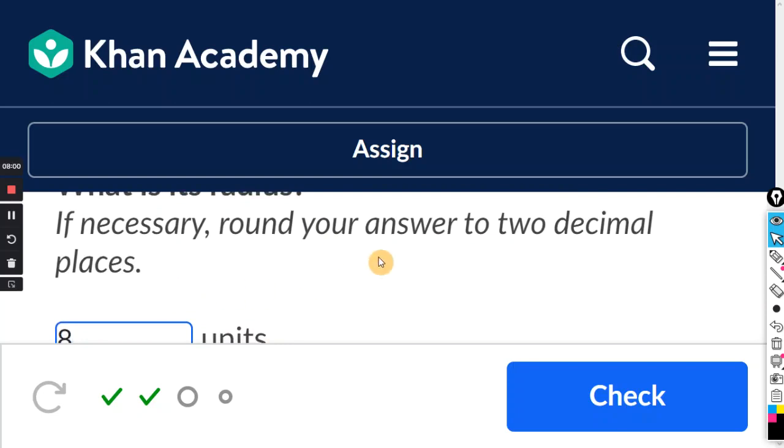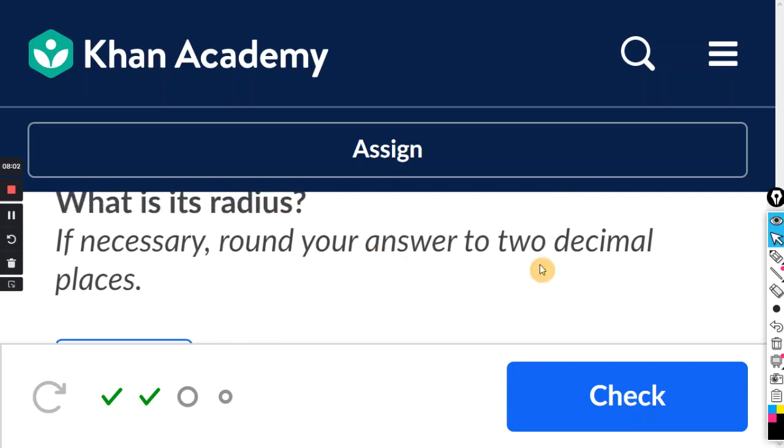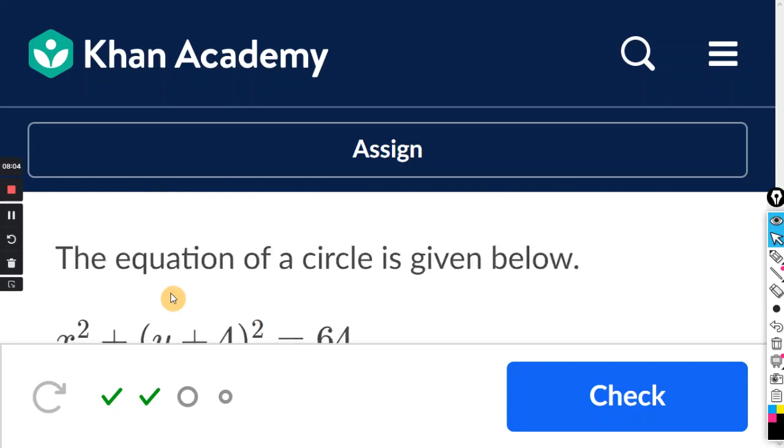Okay, some of them, you're going to take the square root, and you need to round to 2 decimal places. But the ones I got, you didn't have to do that.